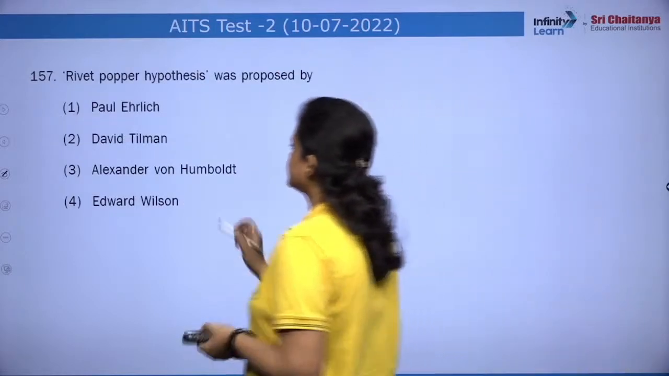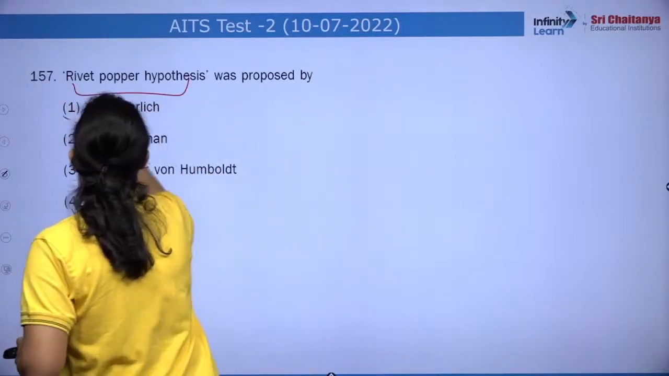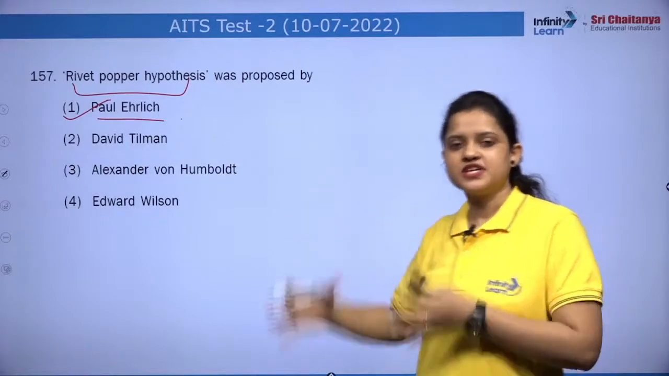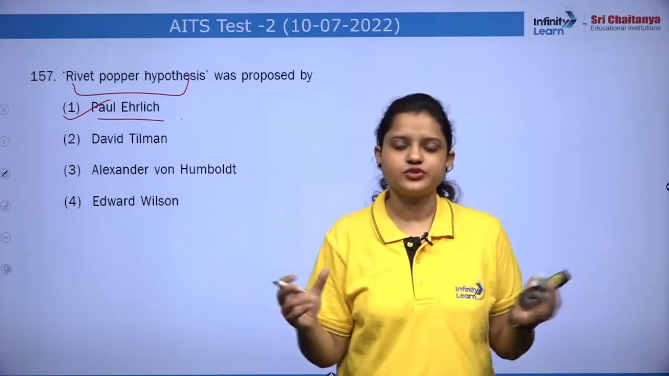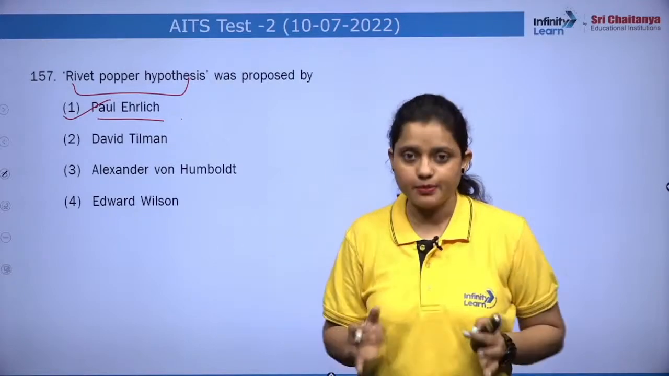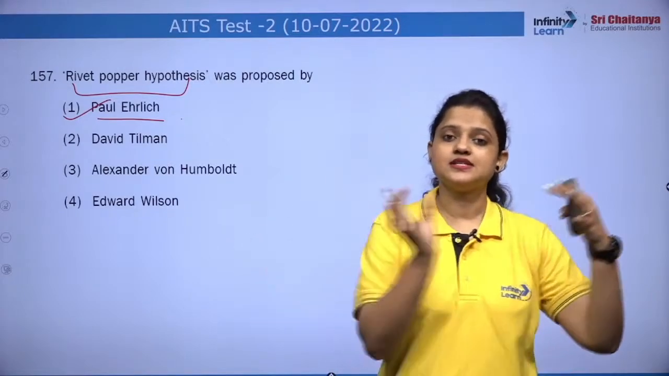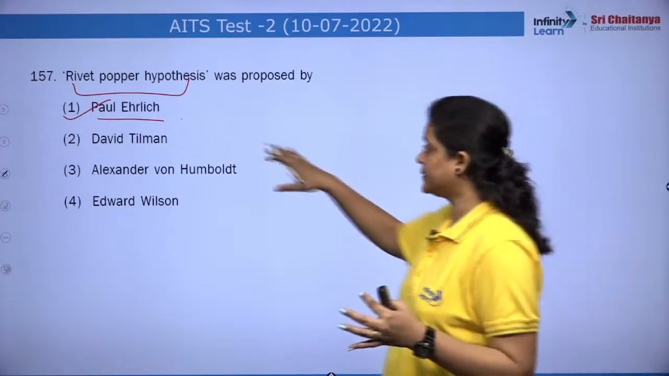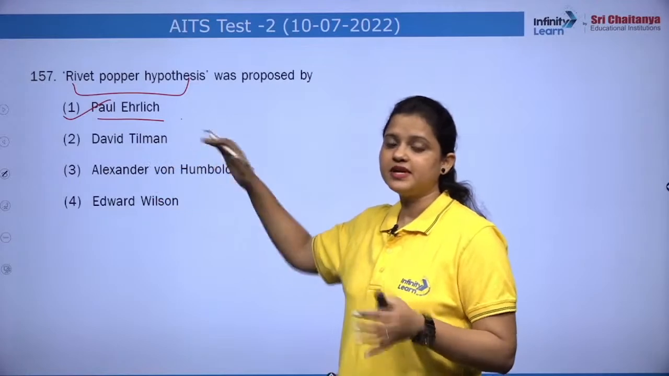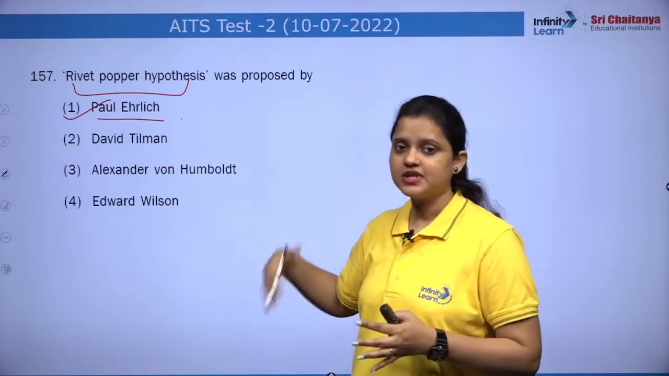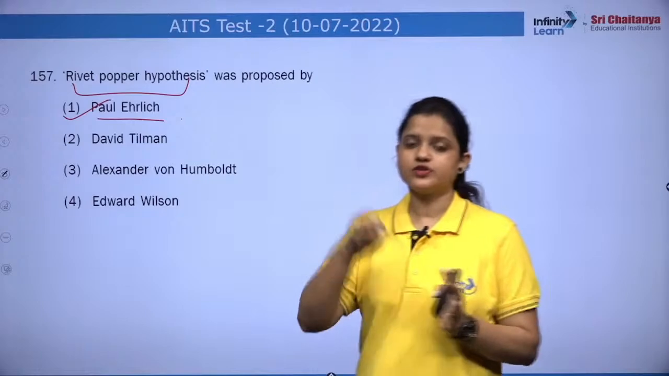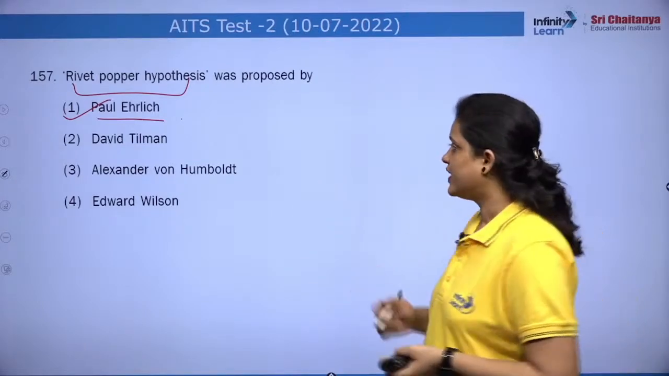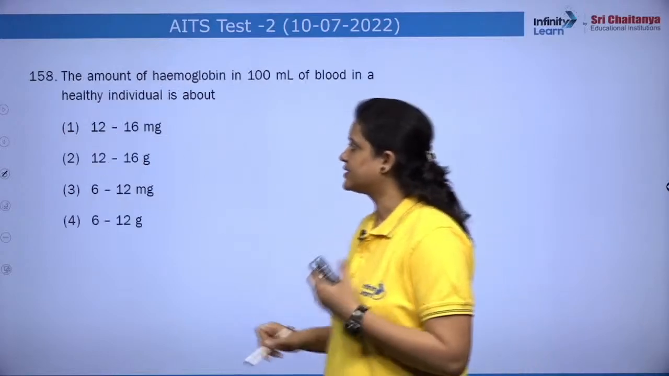Rivet popper hypothesis was proposed by Paul Ehrlich. According to this hypothesis, the species are compared to the nuts and bolts present in an airplane. So if important nuts and bolts are removed from the airplane, what will happen? There will be crashing of the airplane. Similarly with our environment, if the important or the key species are removed, it will lead to crashing of our environment. So this was given by Paul Ehrlich, right?